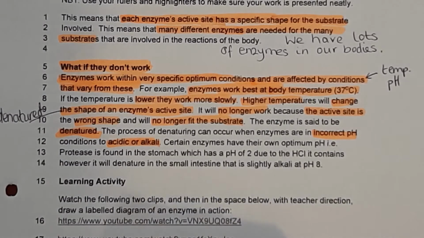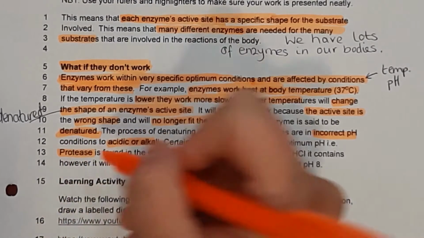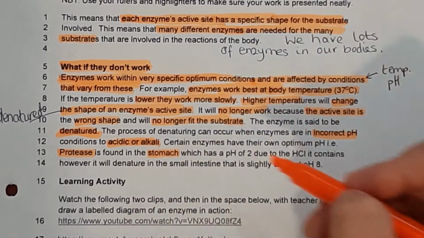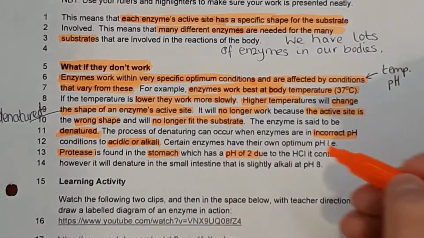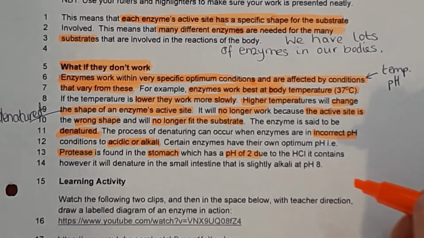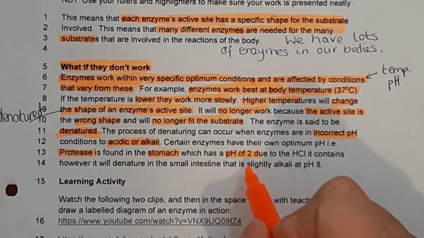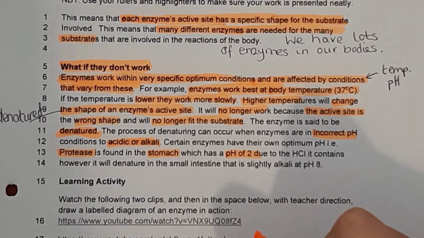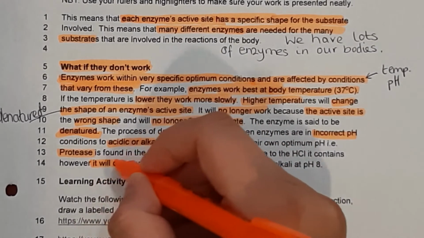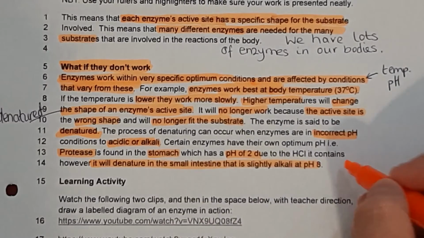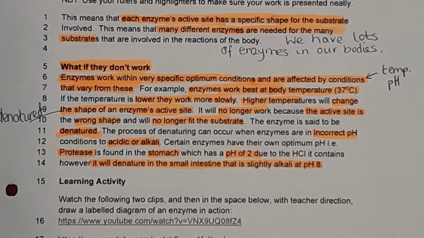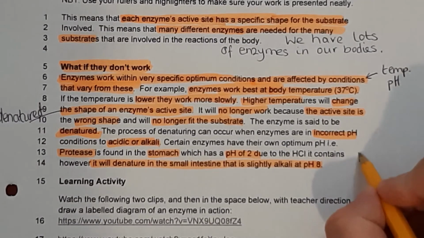So for example, protease is an enzyme that's found in the stomach, okay, and it has a pH of 2. Okay, because of the hydrochloric acid in the stomach, so it has to work at pH 2. So it will denature as soon as it enters the small intestine, where the pH is ever so slightly alkaline at 8. Okay, so this is a problem for protease. So protease only works in the stomach.